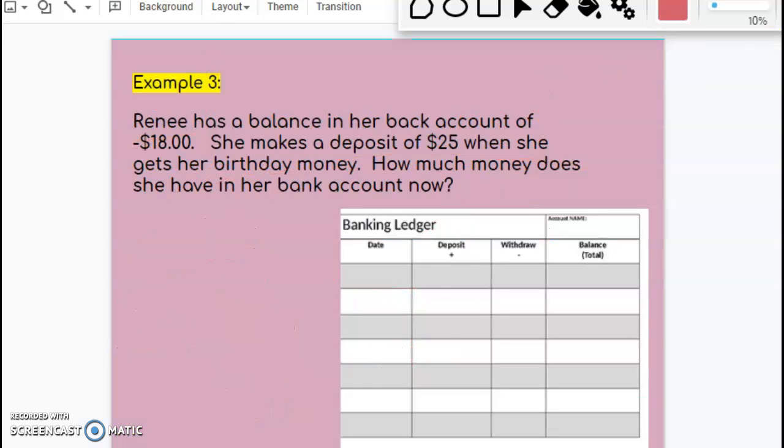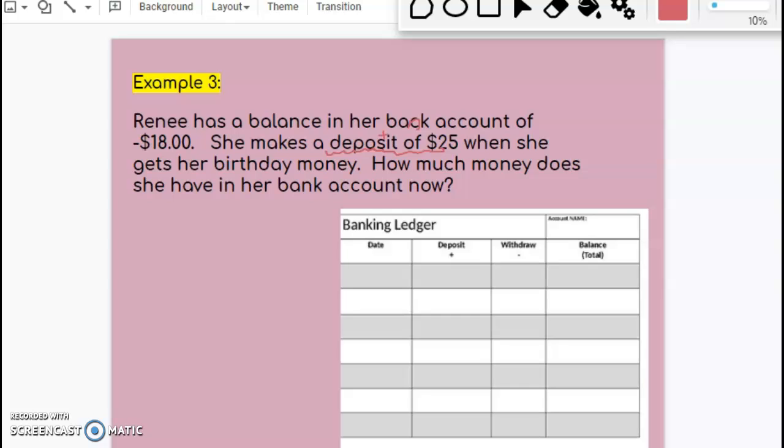This one has to do with banking. Renee has a balance in her bank account of negative $18. Okay, so that means she has less than $0. So she's actually borrowing money here. She makes a deposit of 25 when she gets her birthday money. How much money does she have in her bank account? So she has a negative balance. She deposited 25, which means plus.